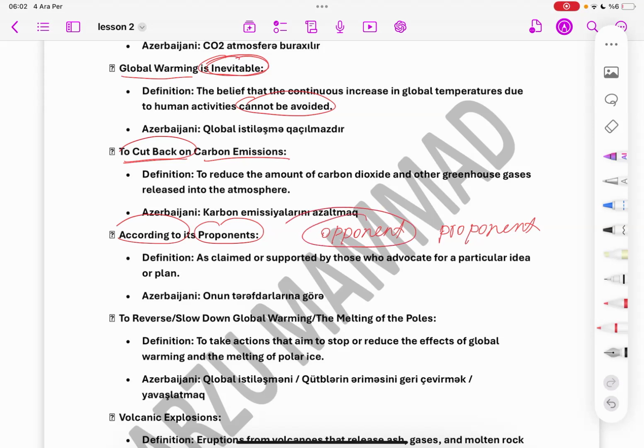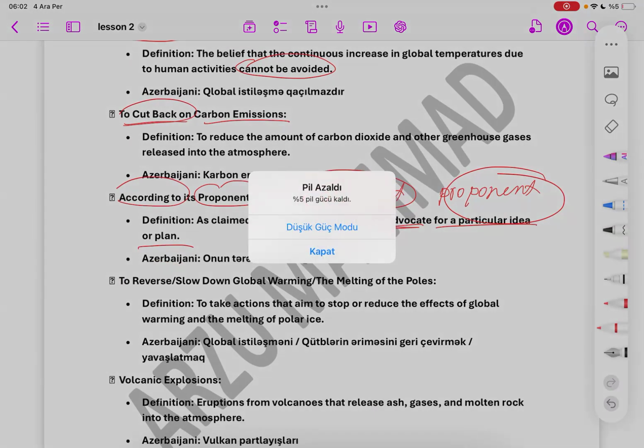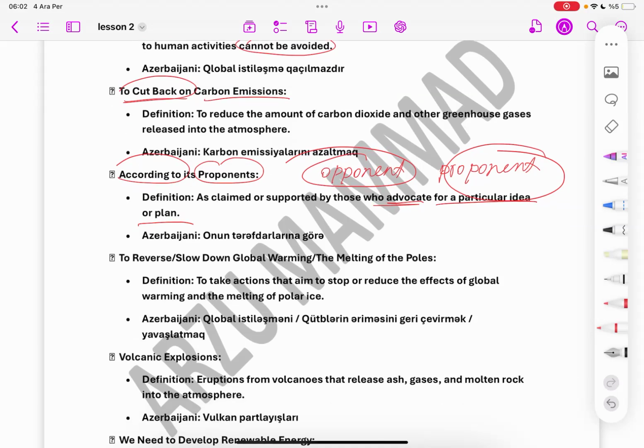Opponents are those who disagree with us, and proponents are those who agree with us, who advocate for a particular idea or a plan, as you can see. Reverse, slow down. You can see the meanings of them: slow down means to decrease the speed of something, and reverse is to stop this one and not let it happen.